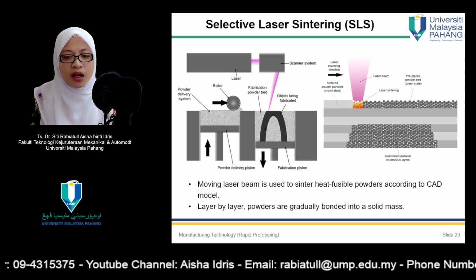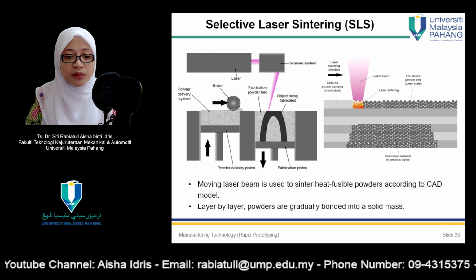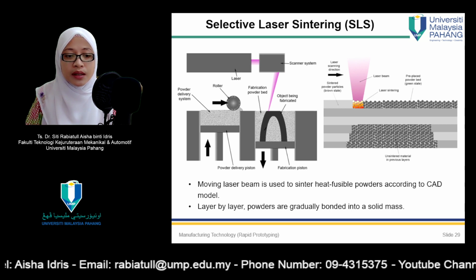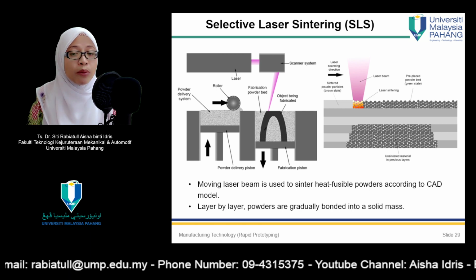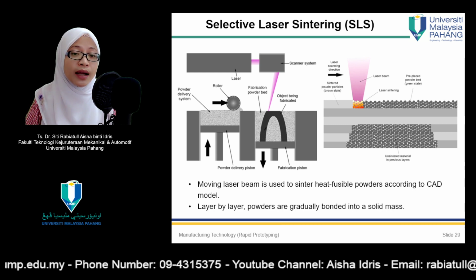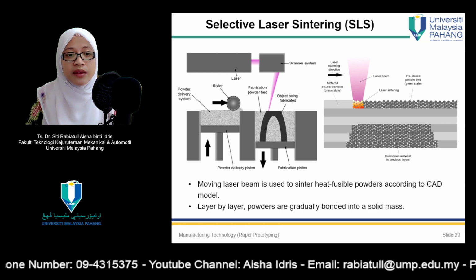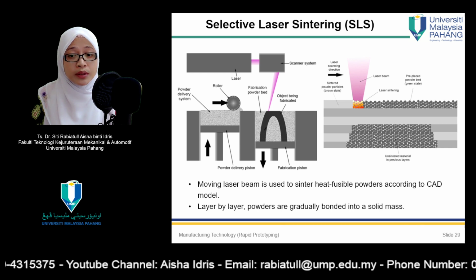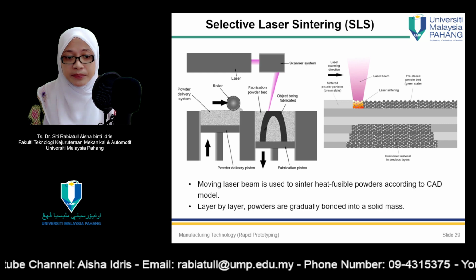SLS is actually a more versatile process than SLA, or stereolithography, in terms of possible work materials. Current materials used in selective laser sintering include polyvinyl chloride, polycarbonate, polyester, polyethylene, ABS, nylon, and investment casting wax. These materials are less expensive than the photosensitive resins used in stereolithography. They are also non-toxic and can be sintered using low-power CO2 lasers.